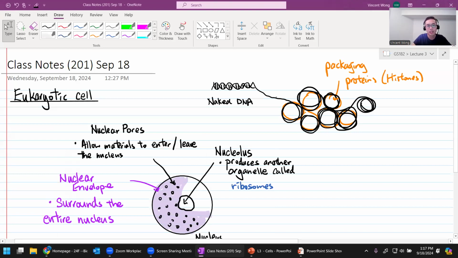And this whole thing that you get in the end is called chromatin. It's basically DNA wrapped around proteins, and that's the form of genetic material that you will find in the nucleus. Okay, chromatin.